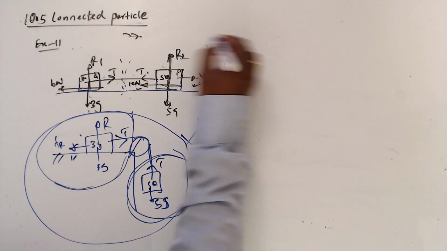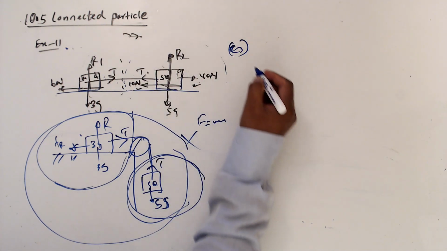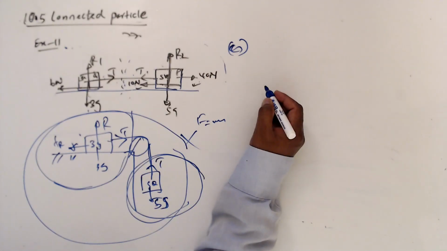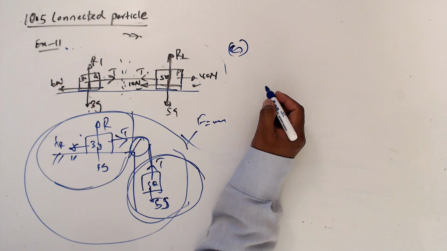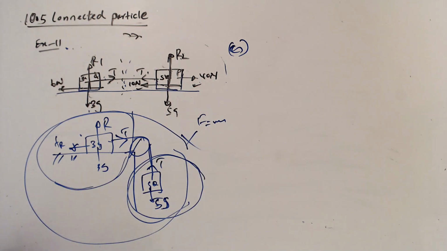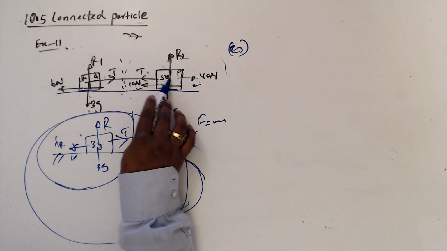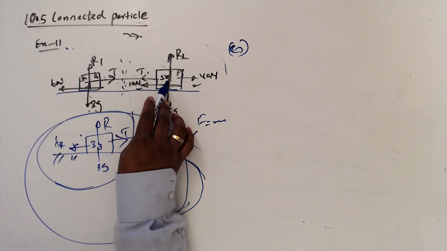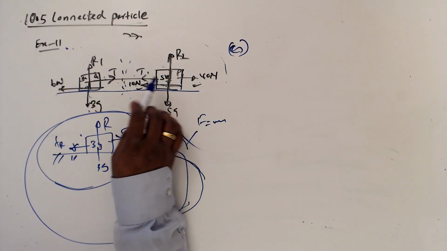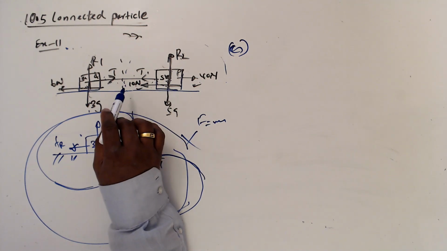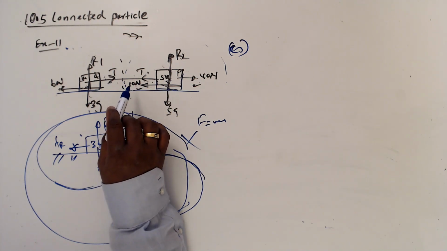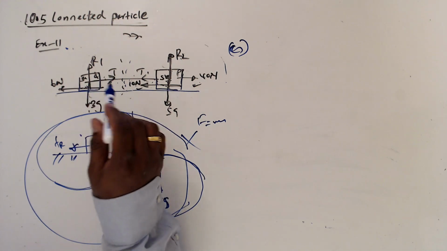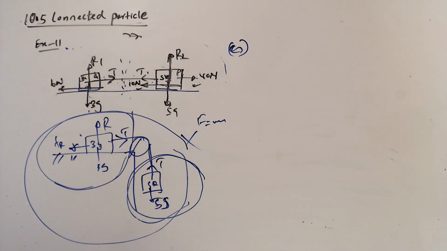So part C of this example is: explain how the modeling assumption that the string is light and inextensible is being used. Inextensible means the acceleration of the masses is the same, and light means the tension is the same throughout the length of the string, and the mass of the string is disregarded. So those are the assumptions.